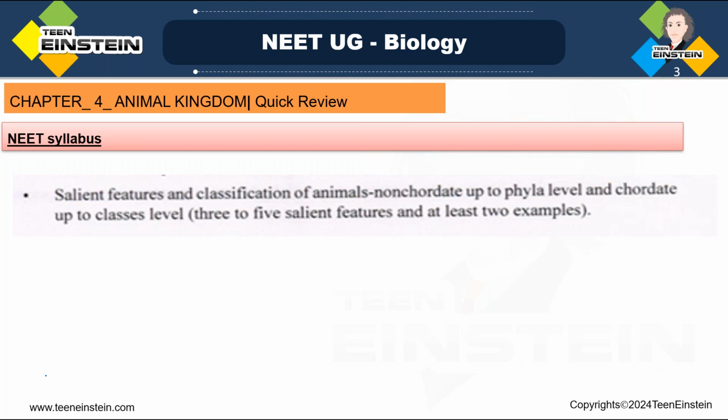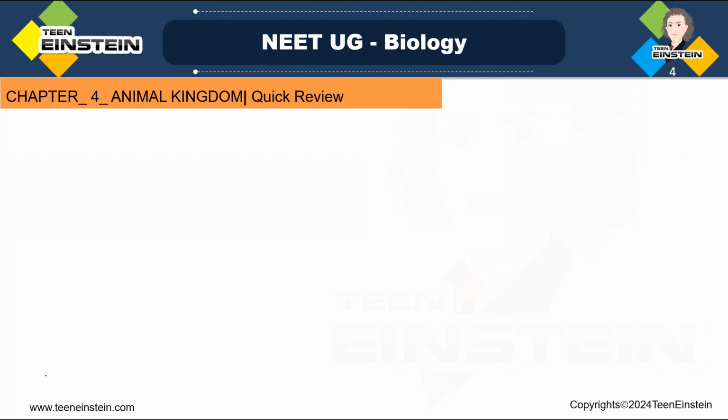Here we have already started with the basis of classification, the characters based on which classification is done, and in kingdom Animalia, how they have been classified on the basis of the presence or absence of vertebral column. Then, in that, different phyla we are learning now. Phylum Porifera and phylum Coelenterata, we have already covered. So let's start now with phylum Ctenophora.